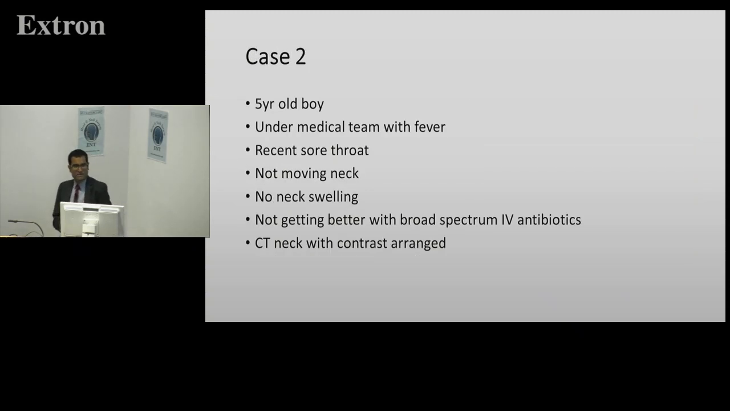Now, the second one is a 5-year-old boy who I saw years ago, who was under the medical team. He'd been with them for a few days with recent sore throat. Although the sore throat was better, he was still spiking temperatures, and more importantly, he wasn't really moving his neck. He didn't have a visible neck swelling. He was on broad-spectrum antibiotics, and I think I was on call, so they rang me. I said, look, can you arrange a CT scan of his neck with contrast, which they did.